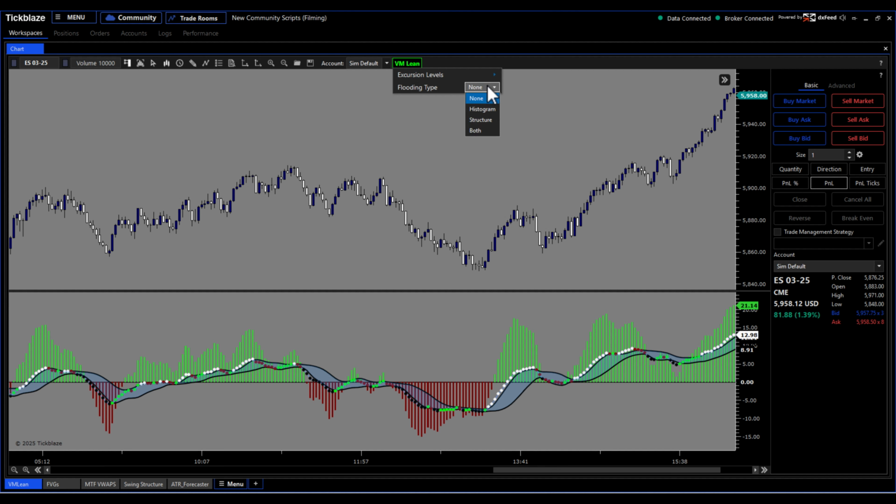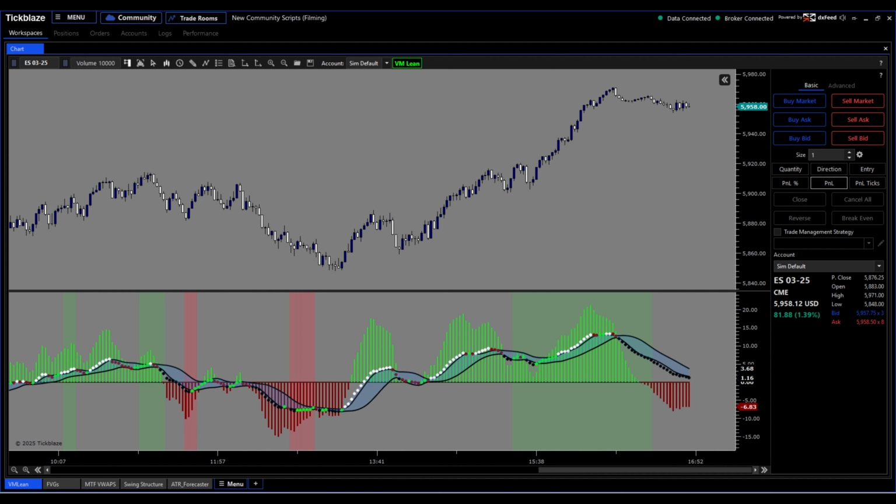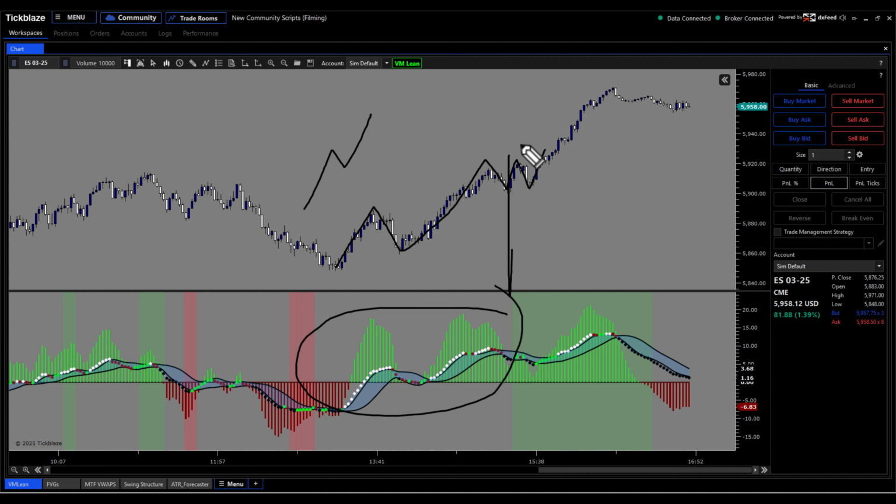I have the ability to look at the histogram, so I can change the momentum based off of the histogram going above and below the zero line. I also have the ability to look at market structure. Market structure is when the market is ultimately in a sequence of higher highs and higher lows. So right here, we were in a non-trending market. We didn't get a series of higher highs and higher lows until right here, when we confirmed 2 higher highs and 2 higher lows.